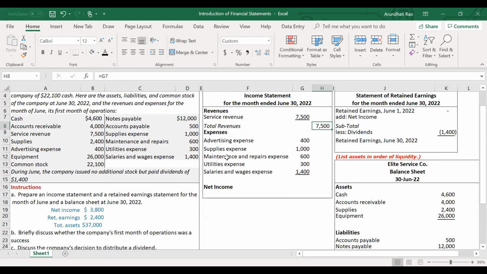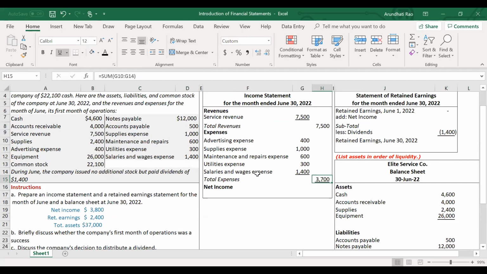Advertising expense, supplies, maintenance, utilities, salaries, add up all the expenses, and we have $3,700 as our total expenses. Now, in what order should we list these expenses? There is no prescribed rule, and even Wiley Plus didn't give me any information. I put them in just in the order in which they were shown over here. I just brought them in over here. Most firms like to present their expenses in the order of magnitude in terms of size.